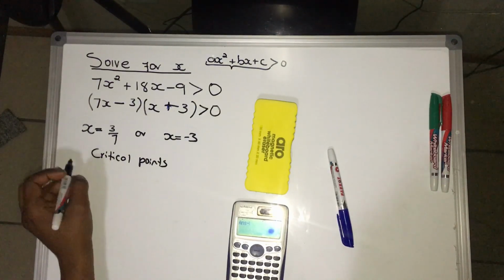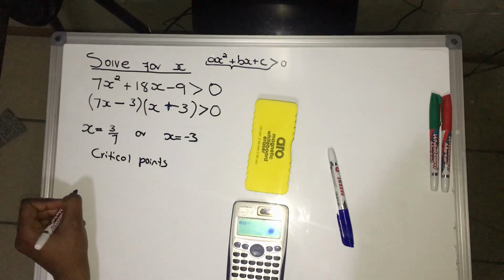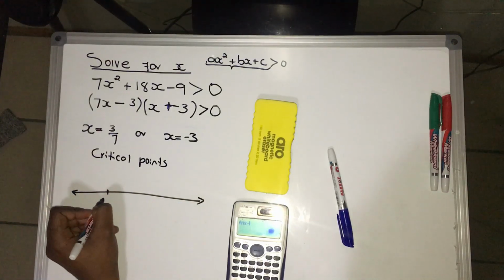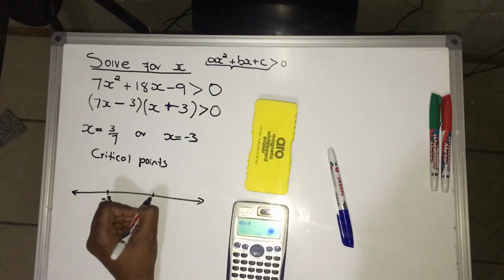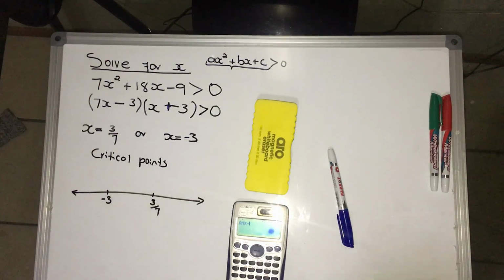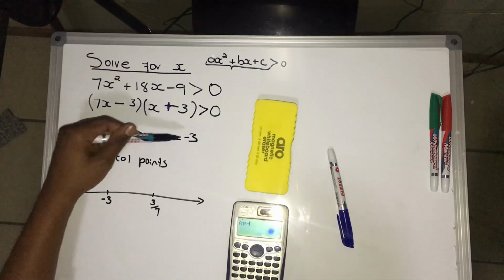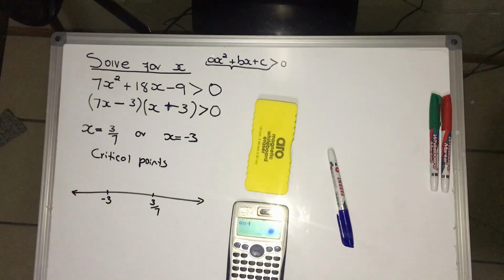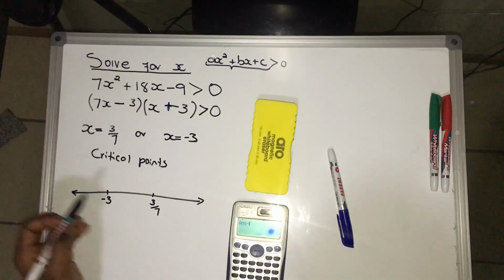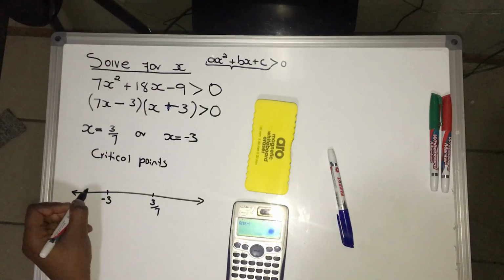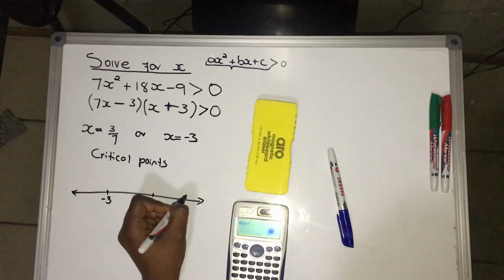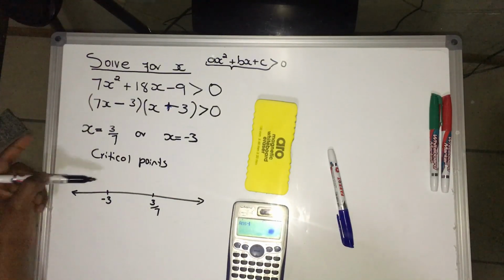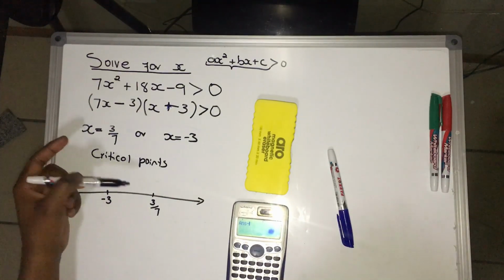All right, so we plot a number line, with x equals minus 3 and x equals 3 over 7. Okay, the critical values are where this equation is 0. All right, so now we have 3 regions: this region, this region, and this region. So we check whether our equation is positive or negative in each.